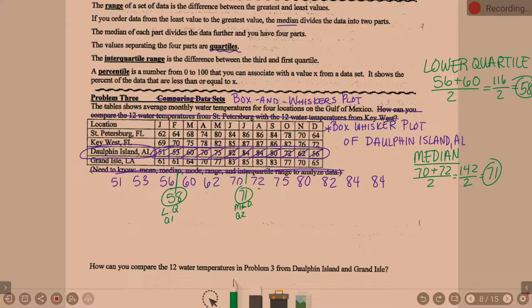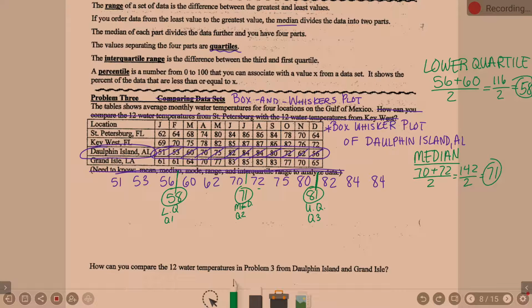Guess what else we have to find? Upper quartile. So now I block off the median and everything below it. So now 72 to 84. Where's the middle of those numbers? Not 82, but in between 80 and 82, right? So that's going to be 81. That is my upper quartile, also sometimes known as quartile 3.